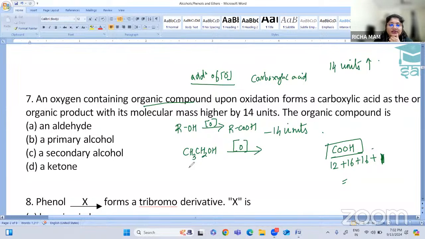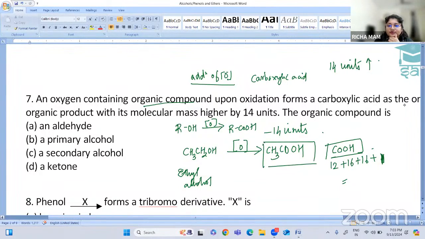Now here we have taken the starting compound, ethyl alcohol. When we do oxidation, what are we going to get? We are going to get CH3COOH. What is happening here is addition of oxygen and removal of hydrogen.